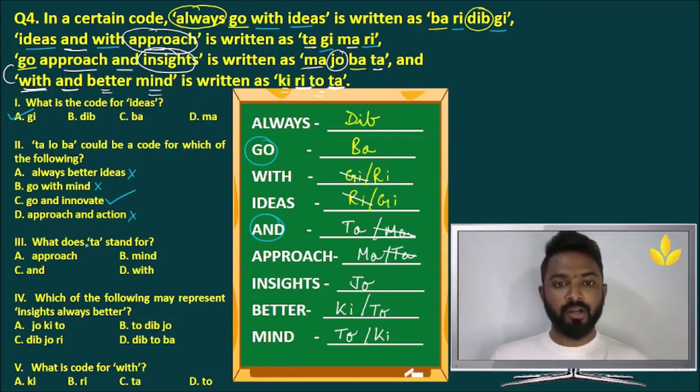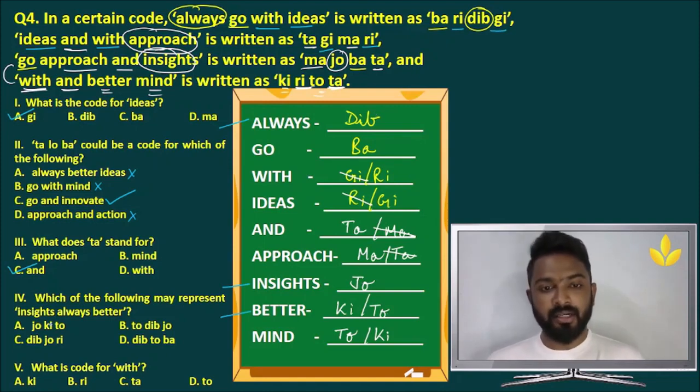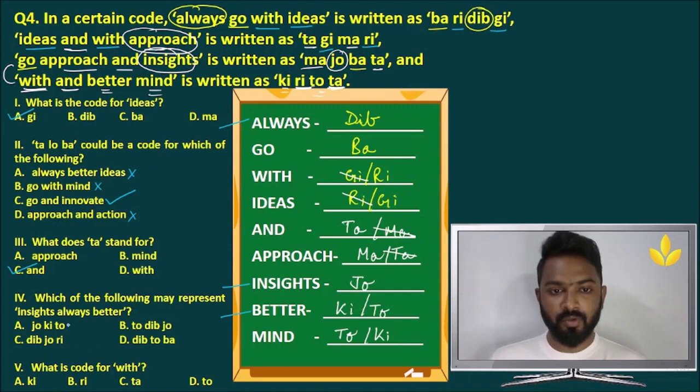Done. What does ta stand for? Ta is definitely and. So this one also done. C. Which of the following may represent insights always better? We need dib, jo and key or toe. Dib, jo, key or toe. So A is gone. Jo, no jo, D also gone. Dib, jo, toe is there. Dib, jo, re is there. Re is the code for with, so obviously that cannot be the answer. So C also gone. Answer is B.